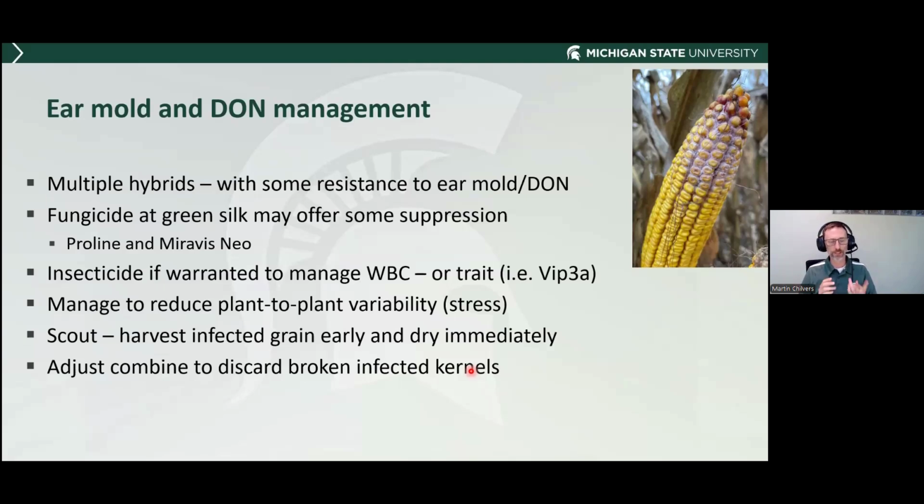There's a couple of fungicides, Proline and Miravis Neo, that have some labels for suppression, but I emphasize that it's suppression really. We've been running some trials trying to get a better handle on how much reduction we can expect, but it's nowhere near as clean as in wheat. It's just much easier to manage in wheat. We certainly want to think about Western bean cutworm, and Chris can fill us in on that. That secondary damage can certainly introduce molds and then subsequent toxins into the ears.